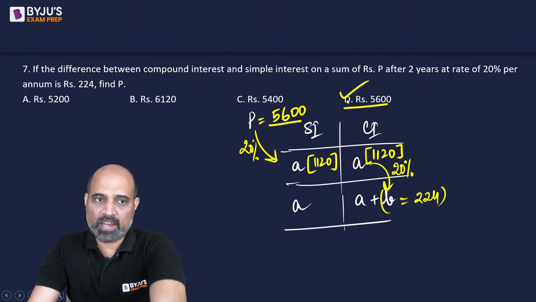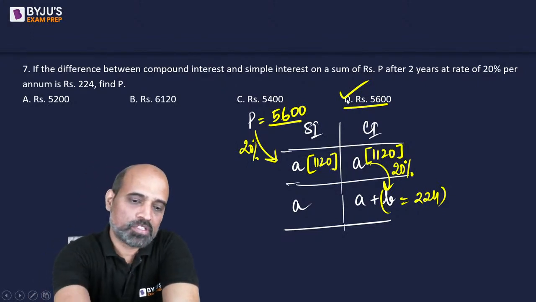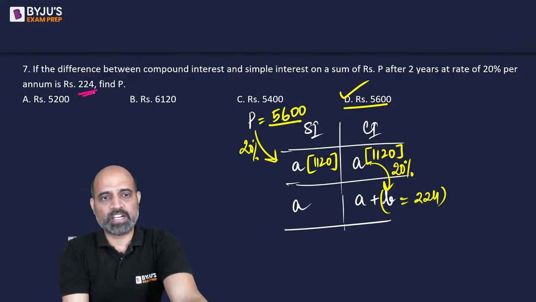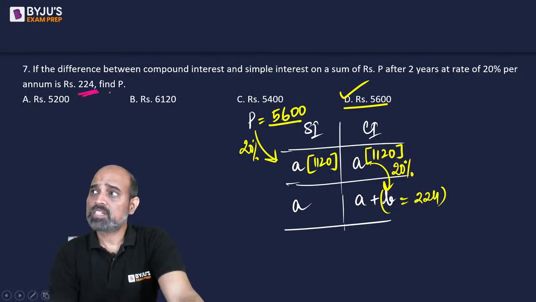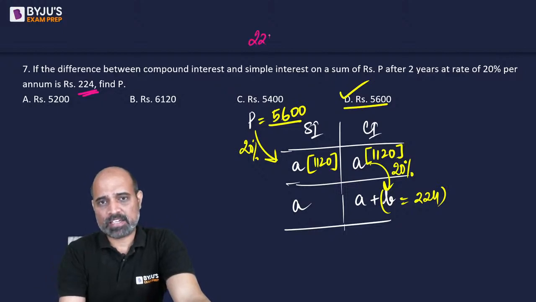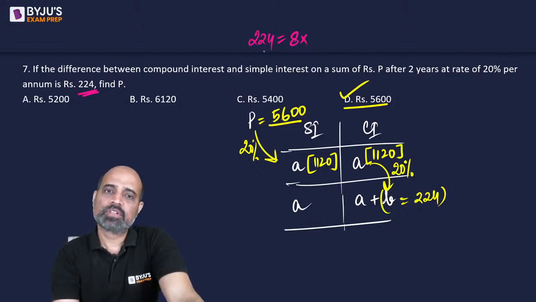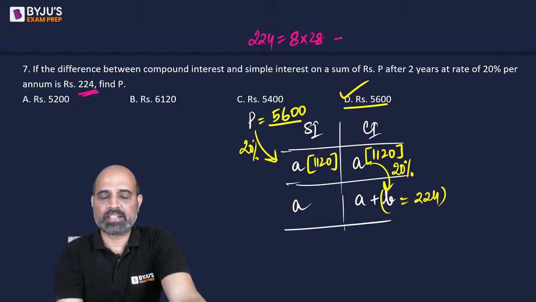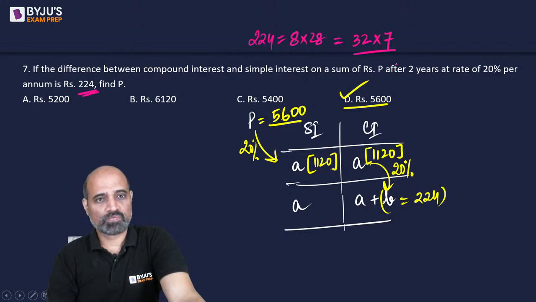So this was one way. Another way was purely looking at the values. 224 comes in whose table? This comes in the table of 4. This comes in the table of 8. 224 is actually 8 into 25 plus 3, 28. So this is actually 32 into 7. It is 32 into 7.